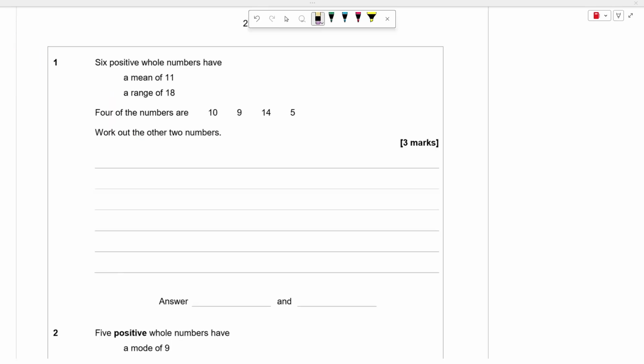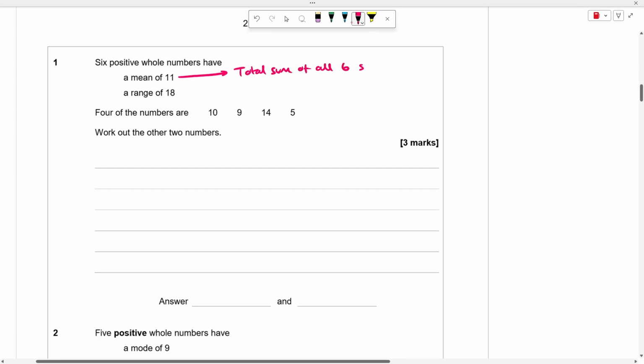So let's get started on question 1. So question 1 reads, 6 positive whole numbers have a mean of 11 and a range of 18. 4 of the numbers are 10, 9, 14 and 5, and the question is asking us to work out the other two numbers. Now looking at the first bit of information, it says that the mean of the 6 numbers is 11. So that means that the total sum of all 6 numbers must add up to 6 times 11, which is 66.